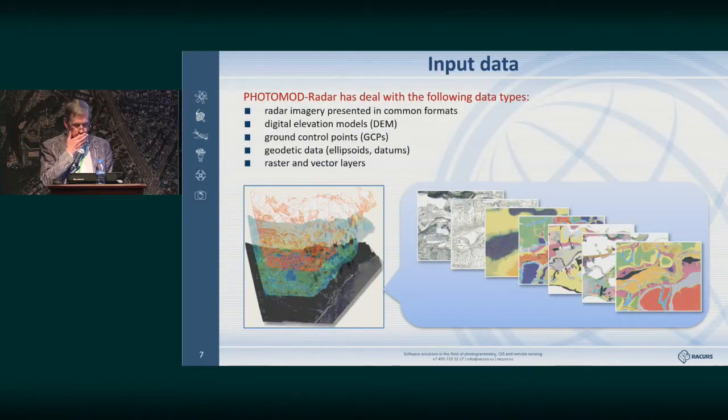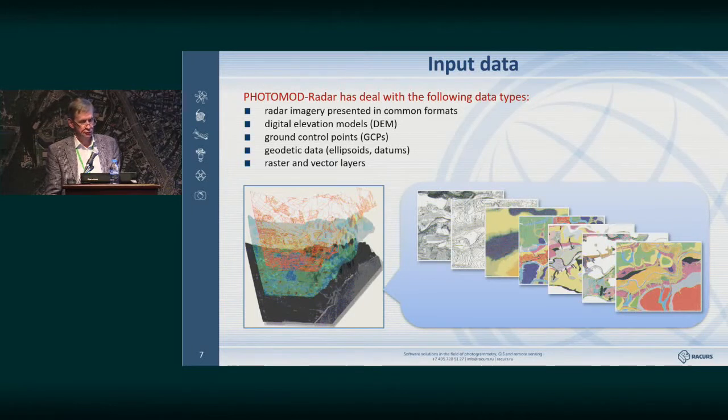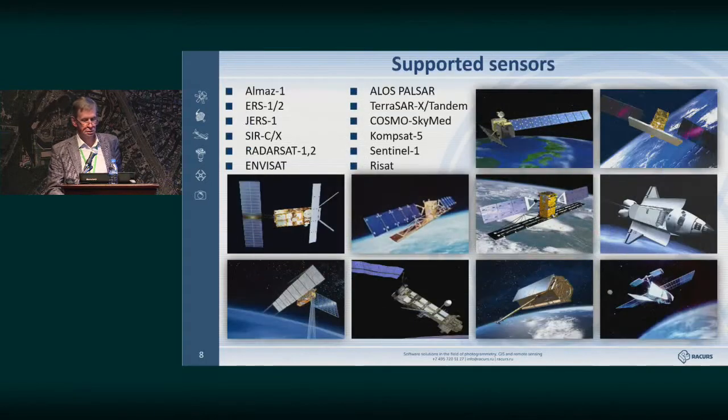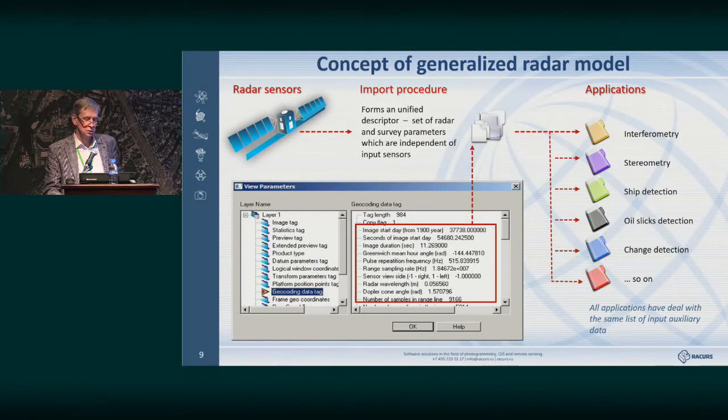PHOTOMOD radar structure includes input and export that unifies all data into a single format that other utilities can use. The software uses radar imagery in different supportable formats. It also creates GCPs, geodetic data, DEMs, ellipsoids data, auxiliary vector data. Virtually all supported sensors are presented in the suite.